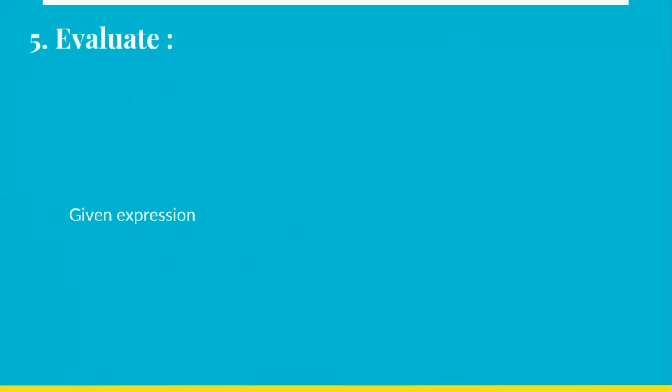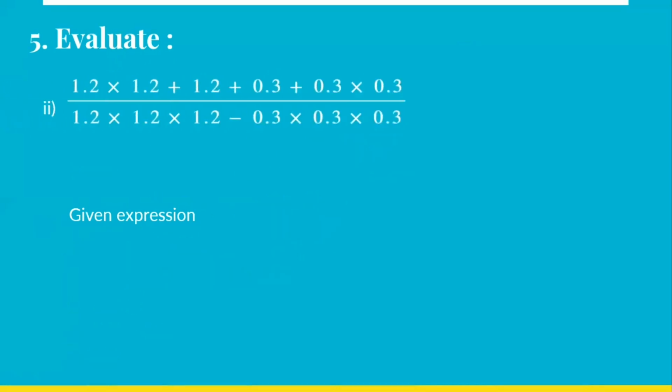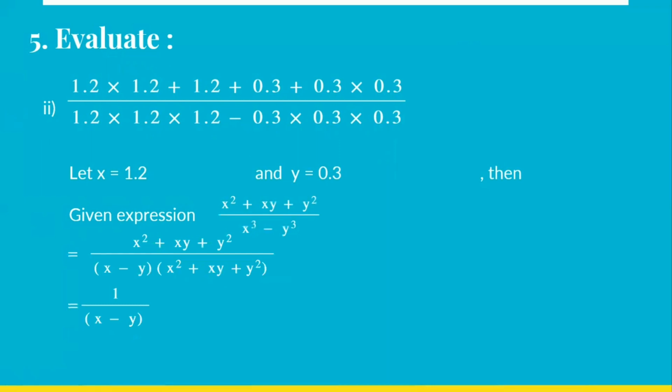Got it? Now the next question. Here again you have a question. Let us take x is equal to 1.2 and y is equal to 0.3. So you get the given expression as x square plus xy plus y square upon x cube minus y cube. The numerator and denominator have exchanged. That's it. Let us write the expansion of x cube minus y cube. What we get? x cube minus y cube is equal to x minus y into x square plus xy plus y square. Right. Now this bracket in the numerator and denominator, the entire bracket got cancelled. So we get 1 upon x minus y.